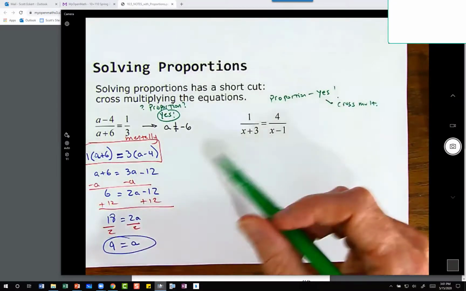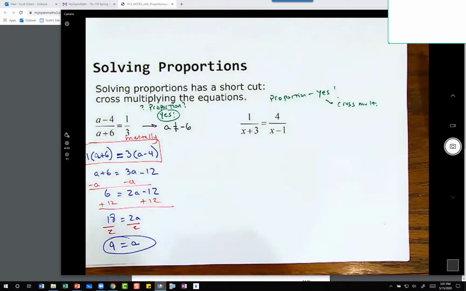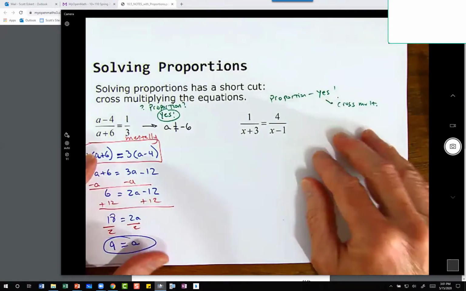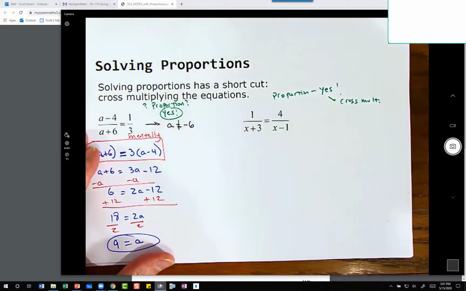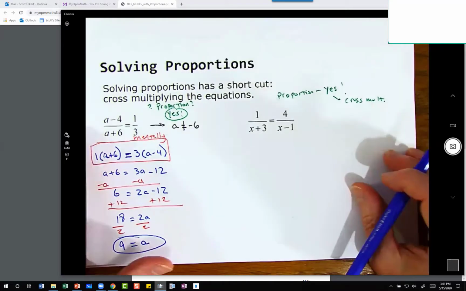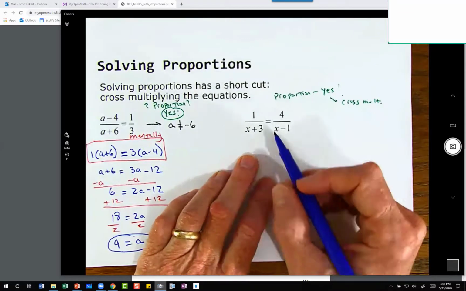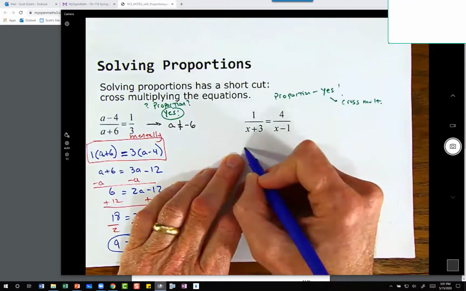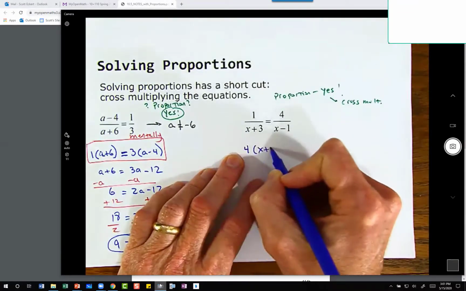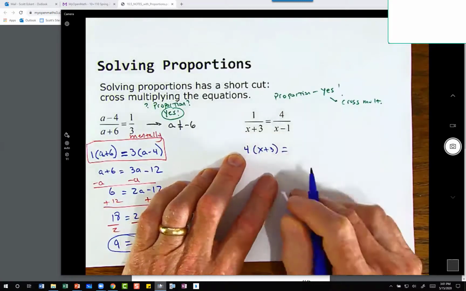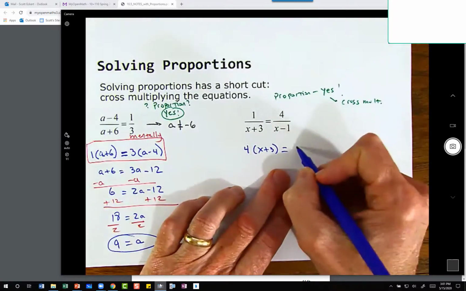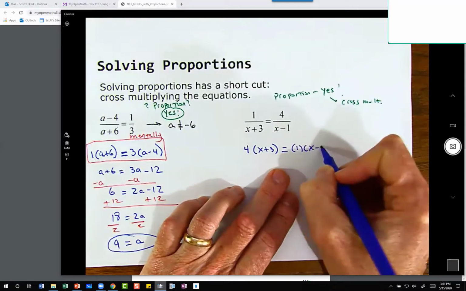Don't cross multiply expressions. This is a weird gimmick. It's a shortcut gimmick, and it only works on these proportions. And so you have to be working an equation. But when I cross multiply, I would have 4 times x plus 3 equals in the middle. Cross multiply the other side: 1 times x minus 1.